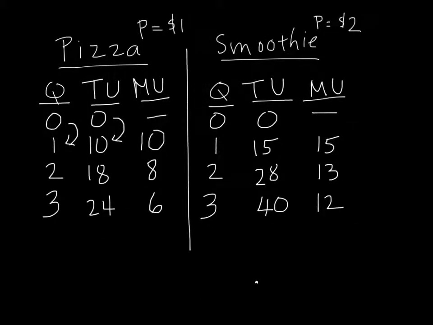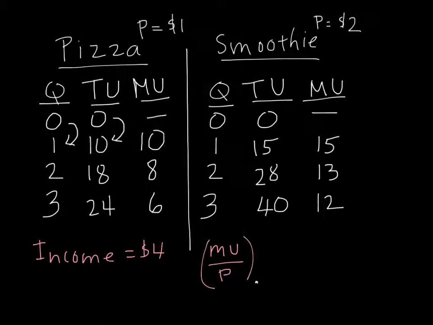So now we're going to be using our principle of rational choice, our utility maximization rule. That rule is that when we are in equilibrium, given some income, which we're going to set at $4, we have a total of $4 to spend on these two goods. In equilibrium, we'll find that the marginal utility per dollar of one good, pizza, is going to be equal to the marginal utility per dollar of the second good, which is the smoothies.